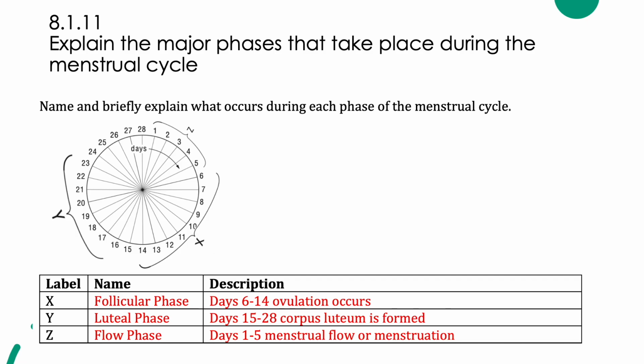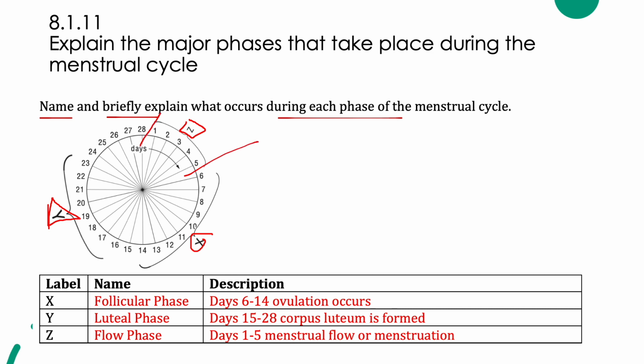So we say: name and briefly explain what happens in each stage. So you have over here stages labeled as Z, X, and Y. So you can easily understand them. So Z is from day 1 to day 5. So that is definitely called the flow phase.